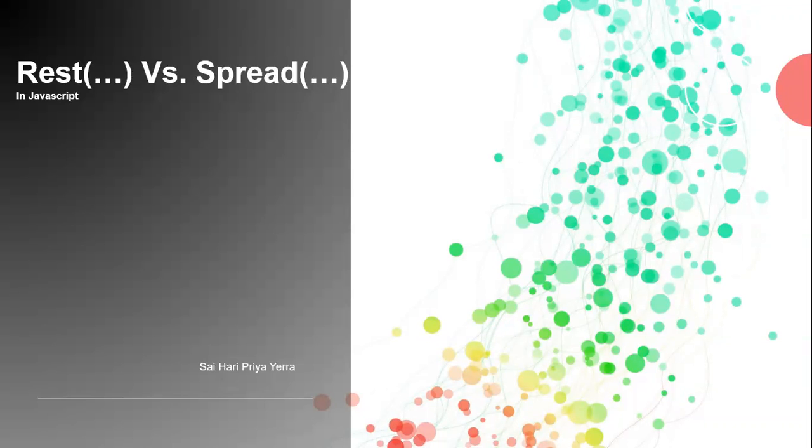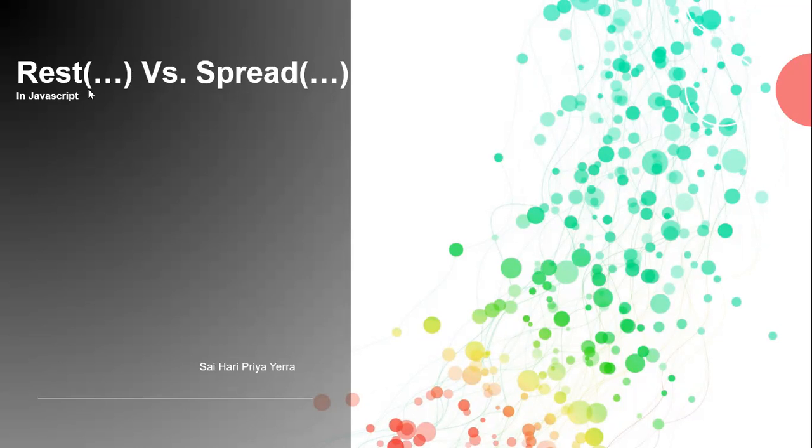Hey guys, today I'm back with another interesting topic: rest and spread operator in JavaScript. Many of us know that both rest and spread are denoted by three dots, but we get confused about what a rest operator is, what a spread operator is, and how they are used. So in this video, we'll see a little bit of theory and some practical examples. Don't skip the video, please watch till the end.